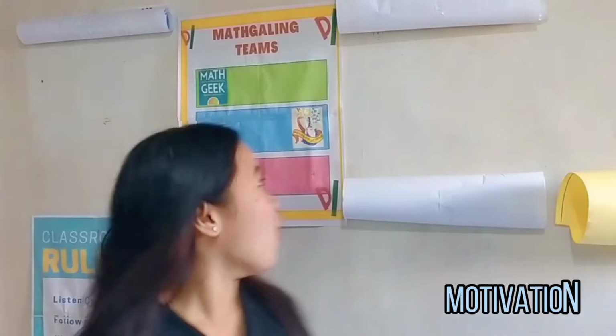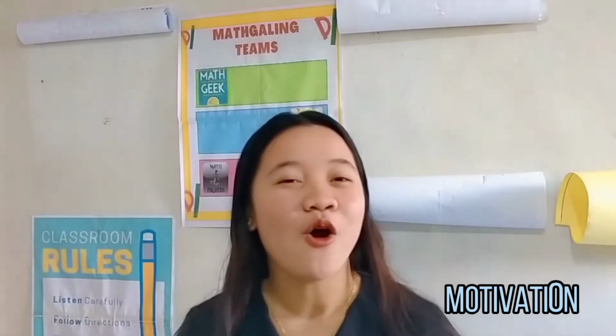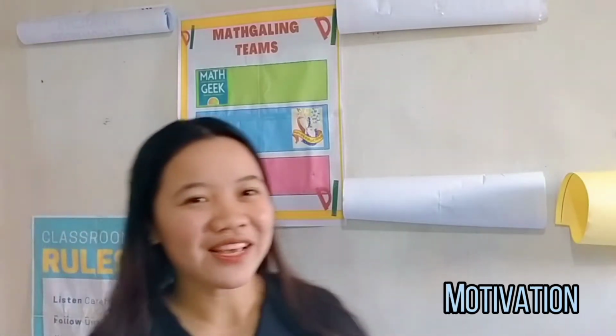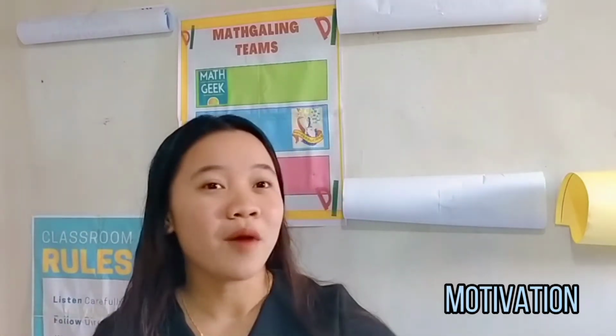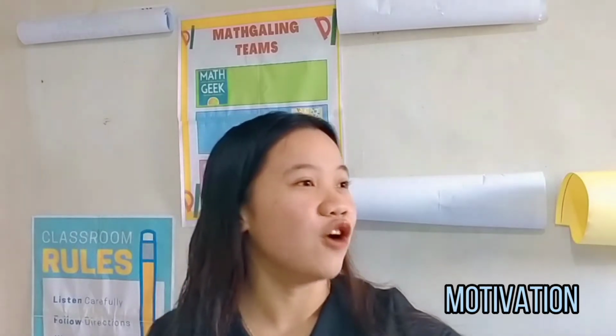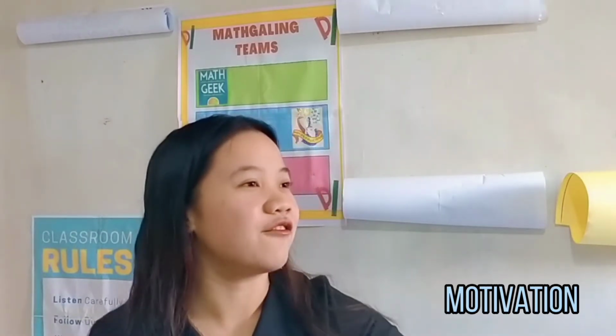But before that, let me introduce to you first your respective teams. Okay, can I request everyone to please count off 1, 2, 3? Please, 1, 2, 3. Thank you so much. Now, all number 1, please stand. All number 1, your team name is Team Math Geeks. Please form a group and kindly go to the left side of our room and form a circle. Okay, thank you so much.